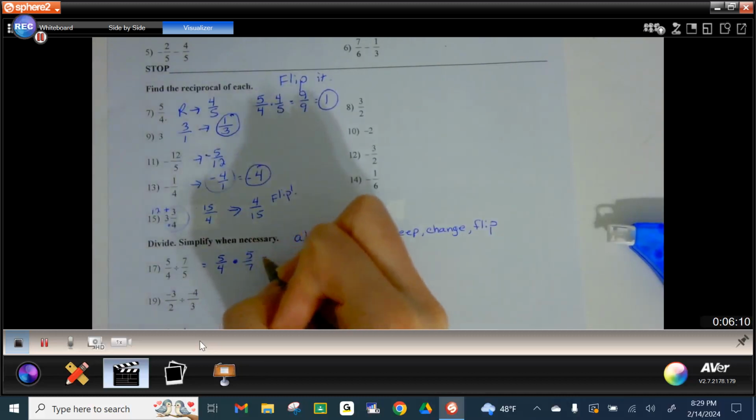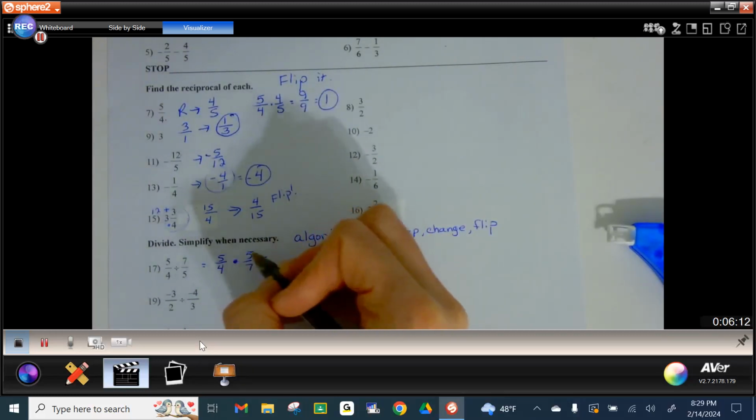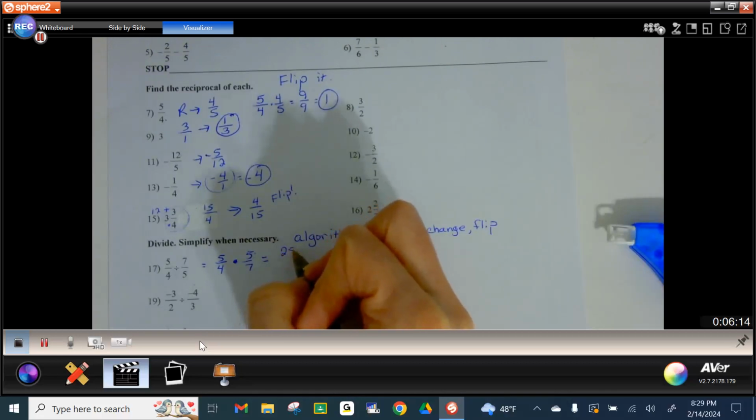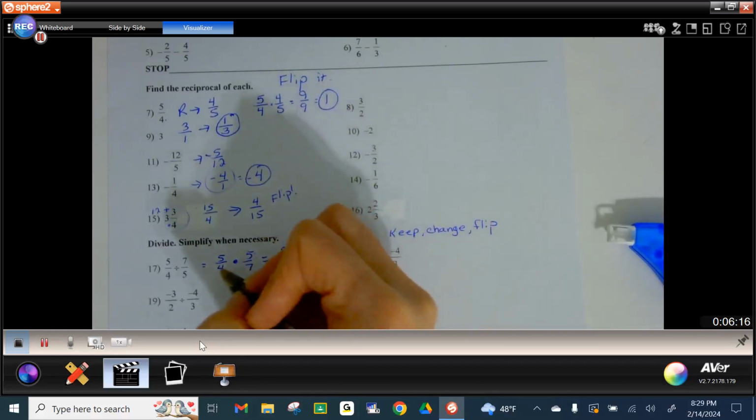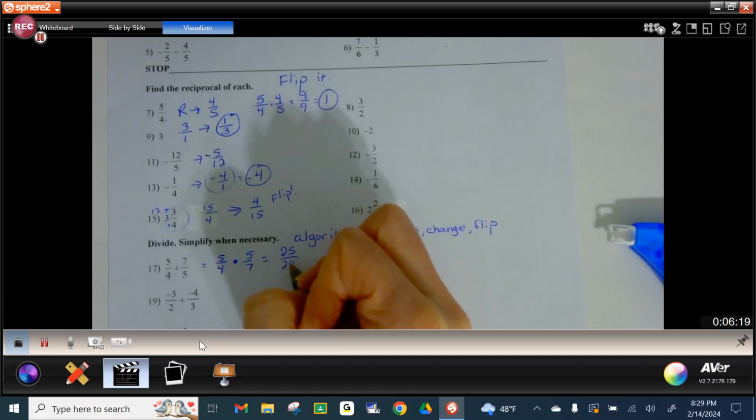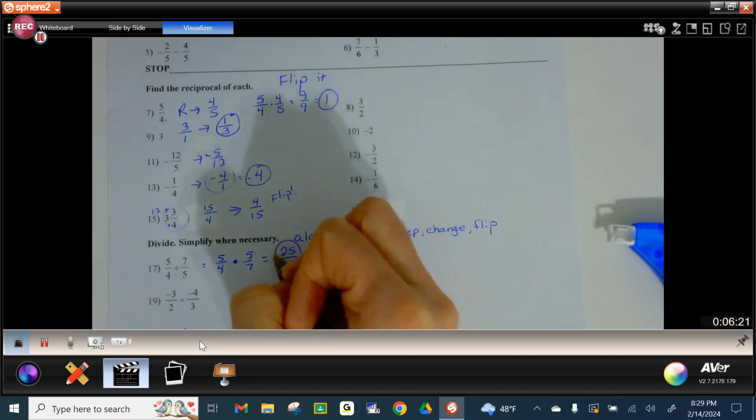Okay, so now we have to do the multiplying. 5 times 5 is 25. And you can use your multiplication charts. And 4 times 7 is 28. There are no common factors, so we're done.